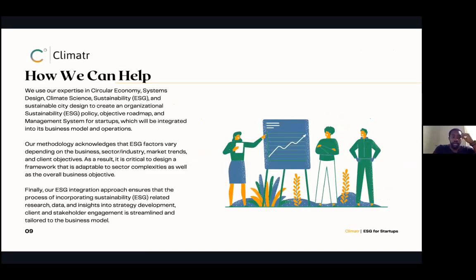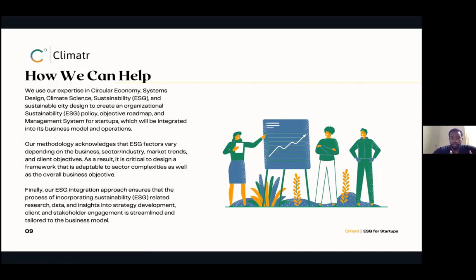Okay, so how can we help? How are we actively helping startups and businesses do this over time? One of those ways is leveraging our collective expertise at CliMatr to bring about this service. Our methodology acknowledges that ESG factors vary across different business sectors and industries, and there are unique things to consider when integrating ESG for startups.